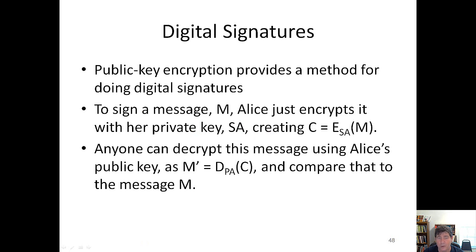Digital signatures: public key encryption provides a method for doing digital signatures. To sign a message, plain text M, Alice just encrypts it with her private key, creating the ciphertext. Anyone can decrypt this message using Alice's public key, such as M prime equals the decryption of the ciphertext, and compare that to the message M, which is the original plain text.